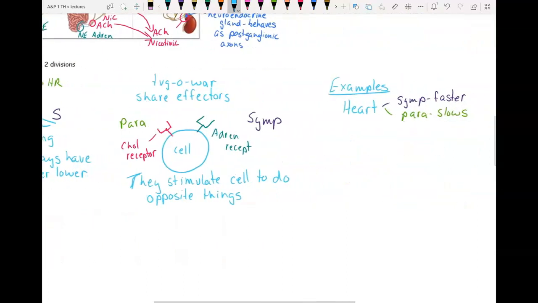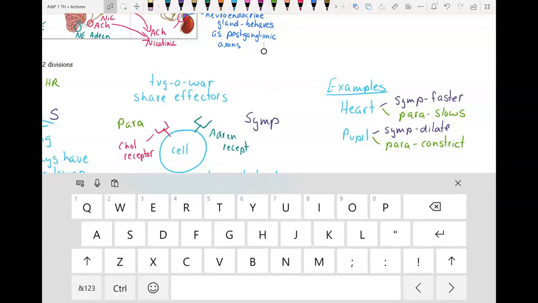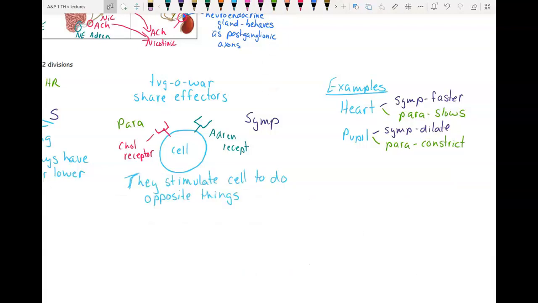Another example is the pupil of your eye. Sympathetic wants it to dilate. Parasympathetic wants it to constrict. So the exact size of your pupil just depends on how much of each stimulation you have. This is important because a lot of medical treatments work by manipulating this.